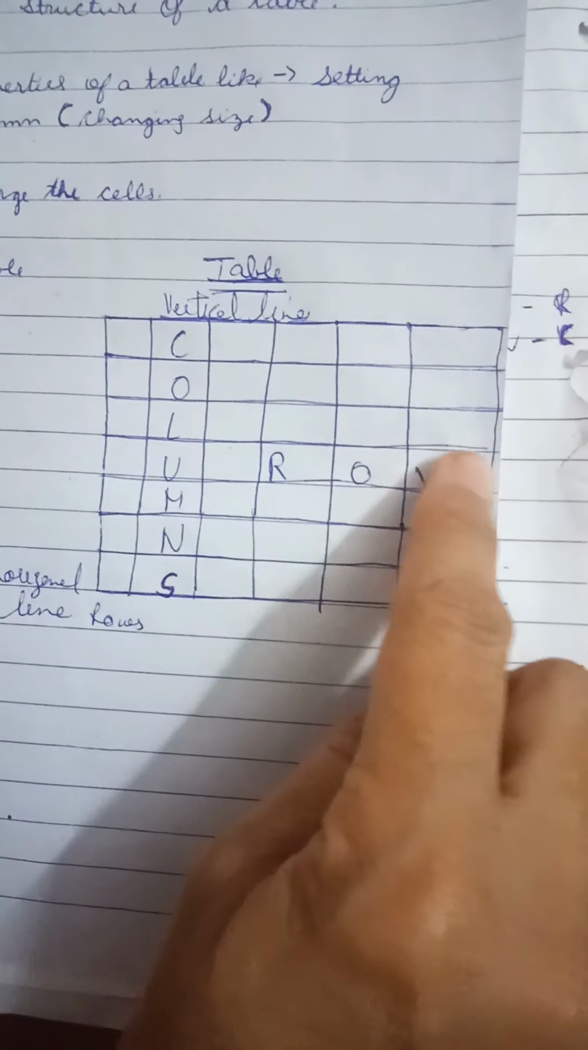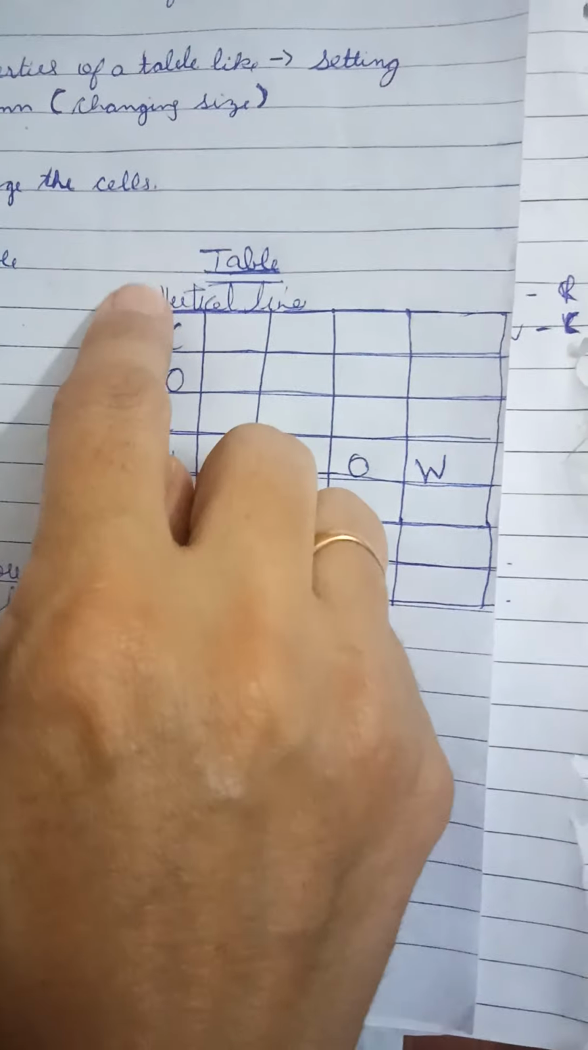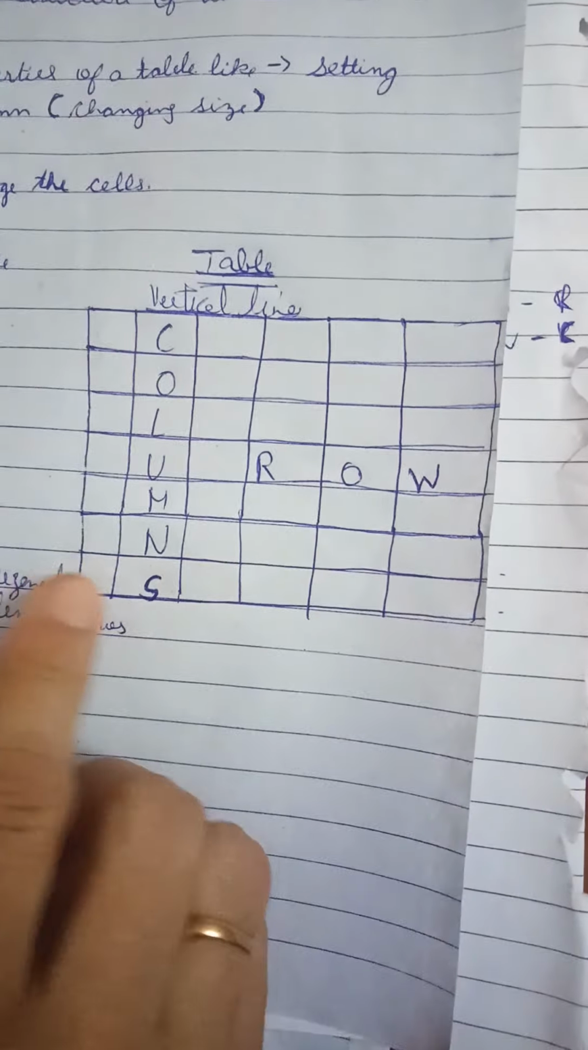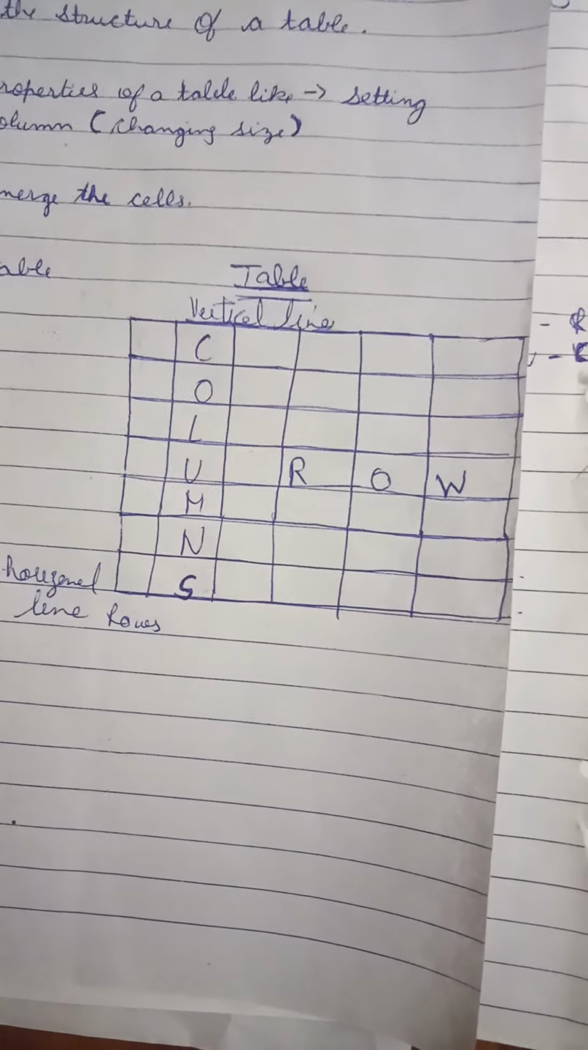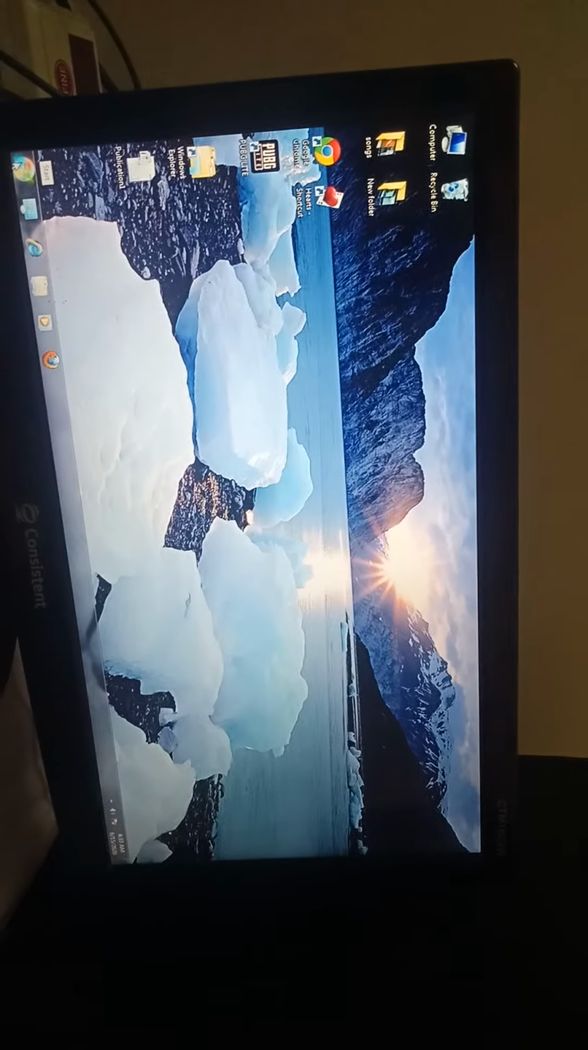These horizontal lines are called rows and these vertical lines are called columns. Both these lines join and make a table. Now we are going to start on the computer.